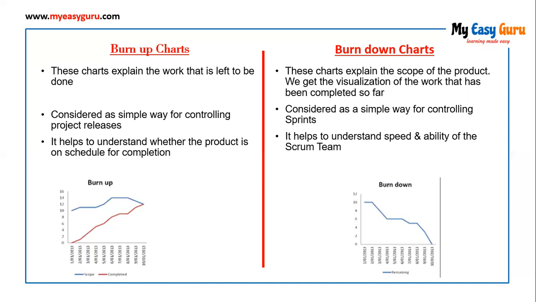So let's understand what are the burn up and burn down charts. From the images, we can see how much work is left to be done in burn up charts, and in burn down chart, we can see what is the scope of the product and how much work has been completed so far. These are the simple terms in the agile process.